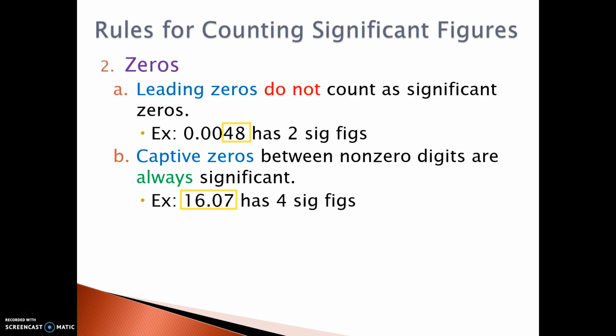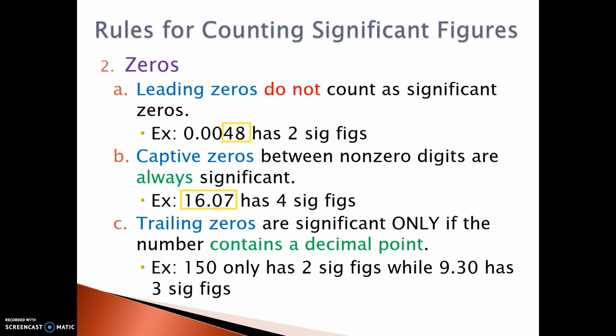The final type of zero is called a trailing zero, and there are 2 types of trailing zeros. If the number does not contain a decimal point, then a 0 at the end of the number is not significant. If the number does contain a decimal point, any zeros at the end of the measurement are significant.